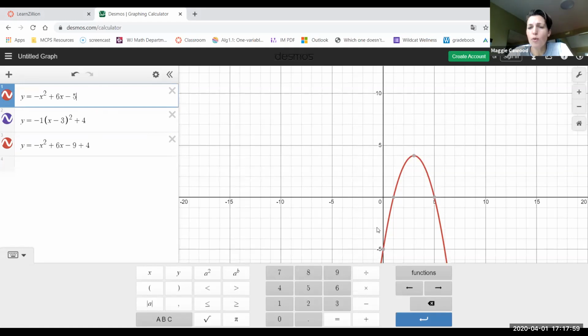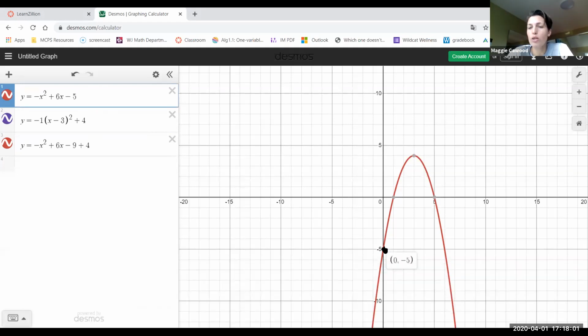I want to look at the y-intercept. Where does it cross the y-axis? It crosses at -5. That's why we love standard form. Standard form says, hey, look, if I plug in 0 for x, that goes away, and I just get -5. So (0, -5) is a point on my graph. So I can see the y-intercept is super easy.